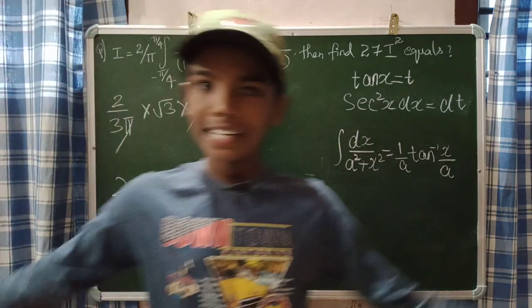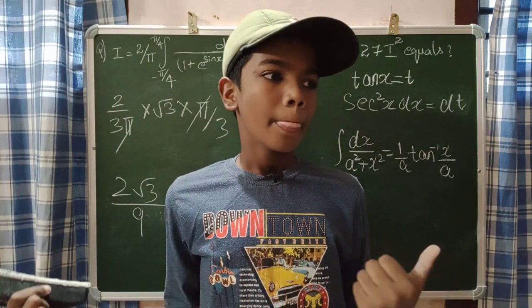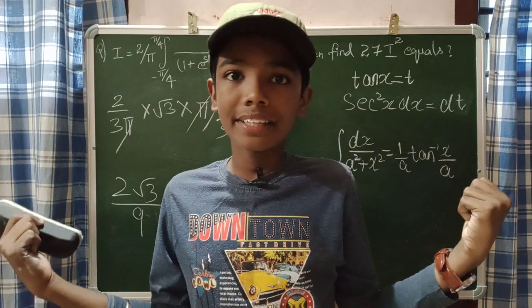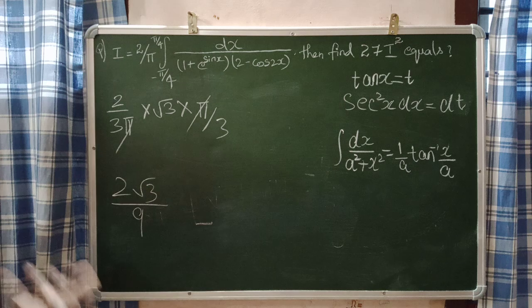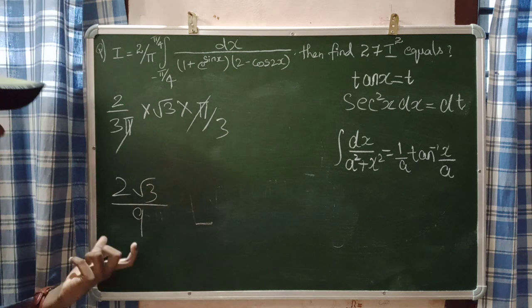So guys, I found this value of I, which is 2 root 3 by 9, by so many steps, right? This is the beauty of integration, guys. I like it. And this is a JEE Advanced question, so definitely it should be like that. So many steps, so many formulas, so many properties. It's a brilliant question, guys. So you will get the value of I as 2 root 3 by 9.